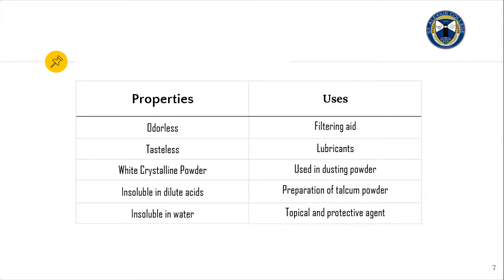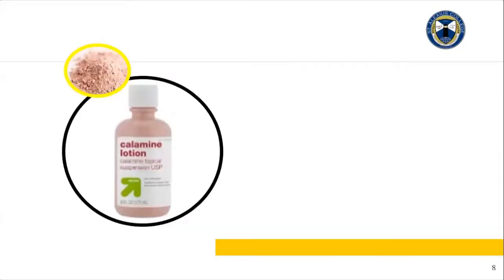The use of talc is also for lubricants. Lubricants are used to control friction and wear of the surfaces in contact of the bodies in relative motion, and talc is also used in dusting powder and preparation of talcum powder.